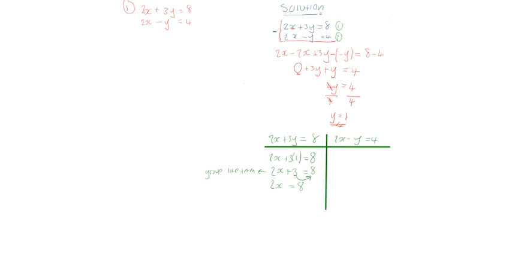Yes, sign changes. Since 3 was positive on the left side, on the right side 3 will become negative, like that. So I'm having 2x here. What is 8 minus 3? 8 minus 3 is, yes, it's 5. Now, how can I remain with this unknown value, which is the x?